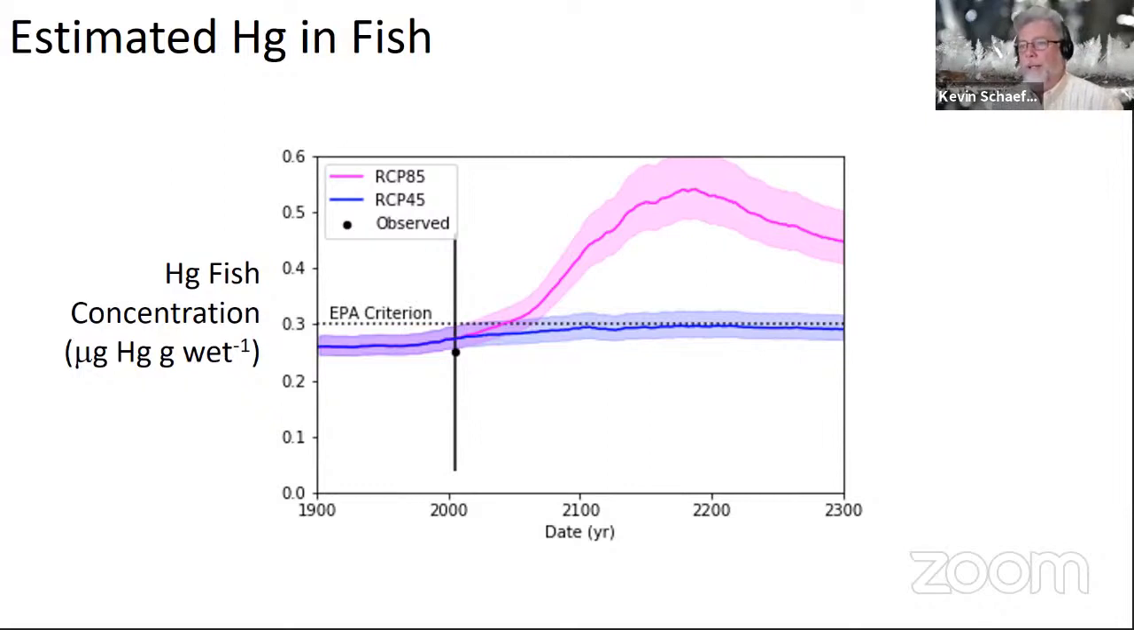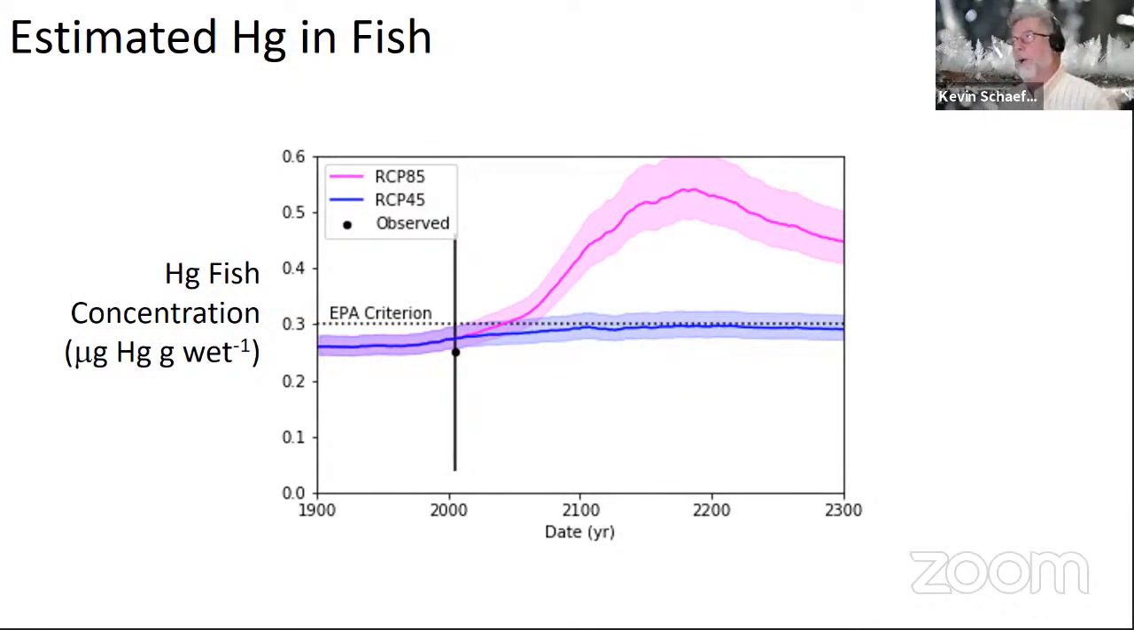This is from a model again, and on the horizontal axis you've got date out to 2300, and on the vertical axis you've got the mercury concentration in fish. Now this is micrograms of mercury per gram of fish wet. What that means is, the fish meat still has water in it. There are a lot of measurements where they dry the fish out, and then it would be micrograms per dry mass. Anyway, you can see here I put an observed range.